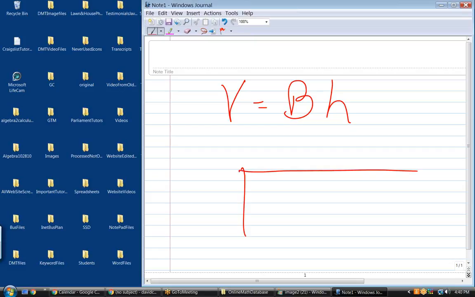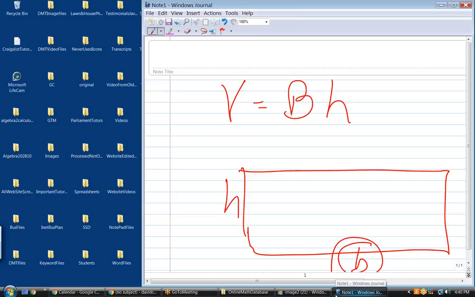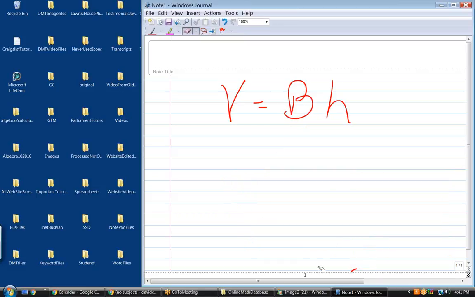In other words, if I have a rectangle and I say b is the base and that's the height, that's a different b. That b is measured in inches. This B, being a capital B, is measured in square inches. So when you see a capital B, it means the area of the base. And it doesn't really matter what kind of base you have.